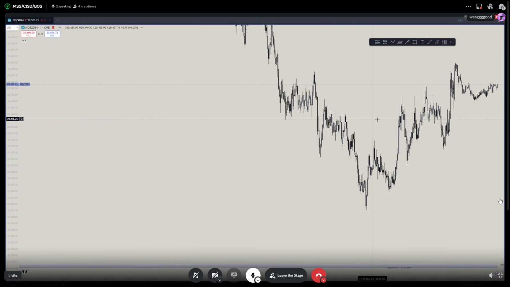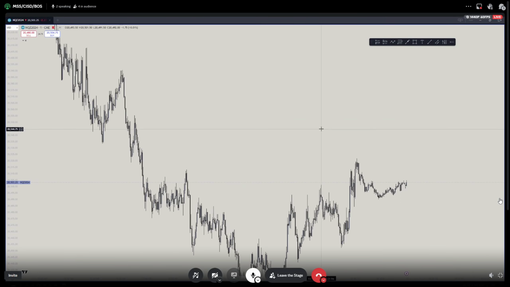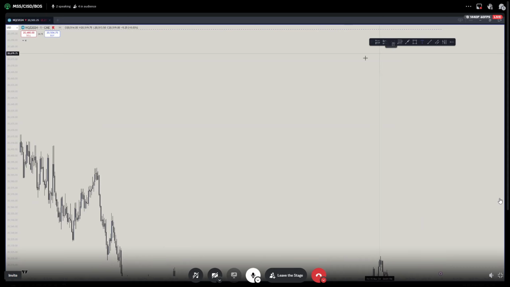Okay, let's run it. So today's lesson, we're going to be going over break of structures, market structure shifts, change in the state of deliveries, and I think that's it. So let's go over these three. Let's go really quickly over what each one should look like, and let's do that real quick.